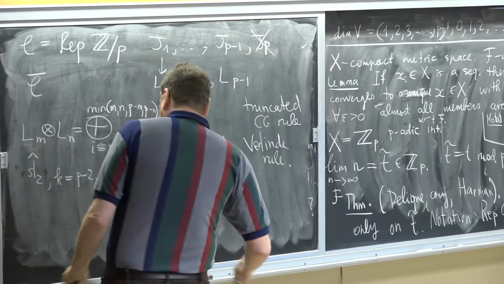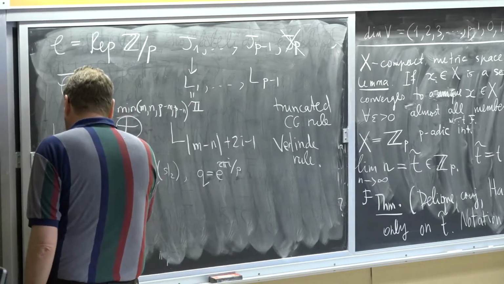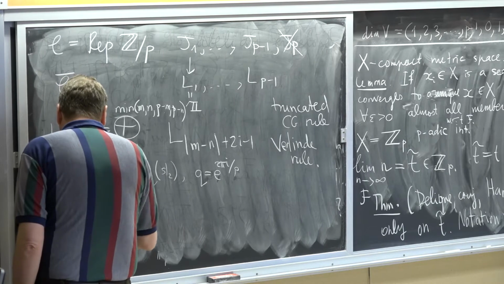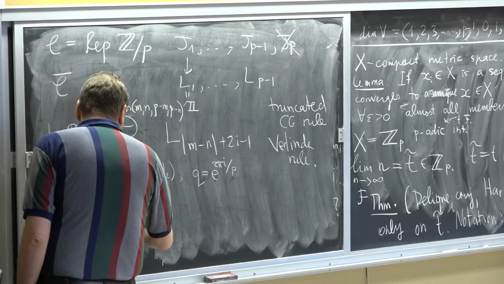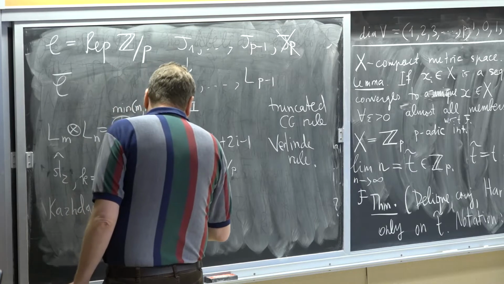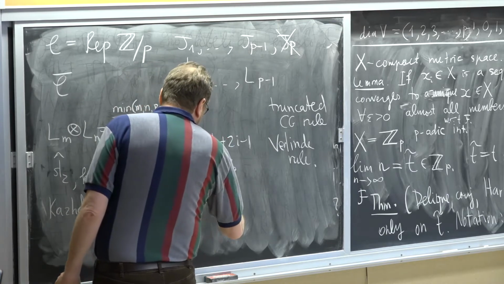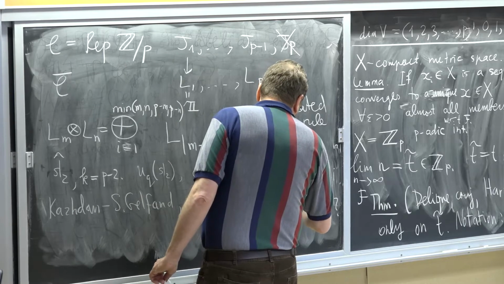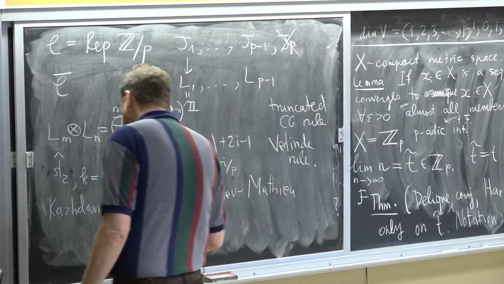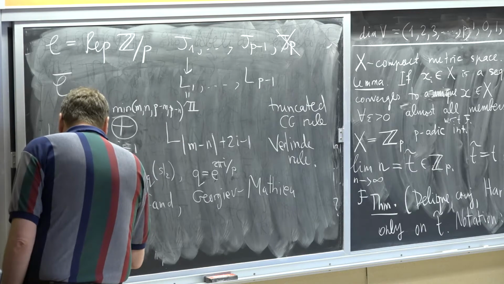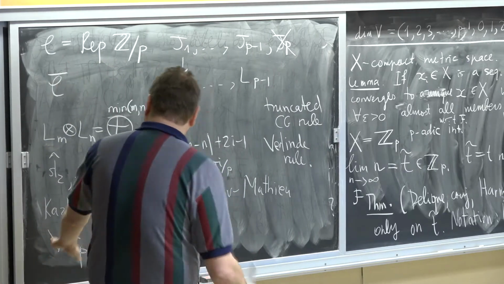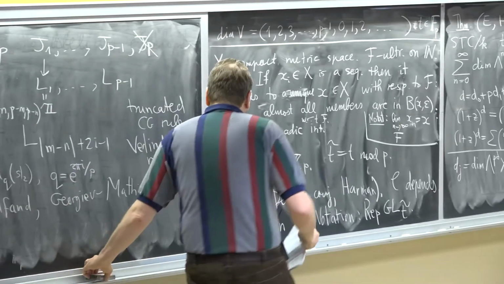And so this is why this category, we call it Verlinde. This category was introduced by Kazhdan and Sergei Gelfand, and also by Georgiev and Mathieu in the 90s. I'm going to denote it Ver_p because it categorifies the Verlinde rule. That's how Ostrik denotes this category.